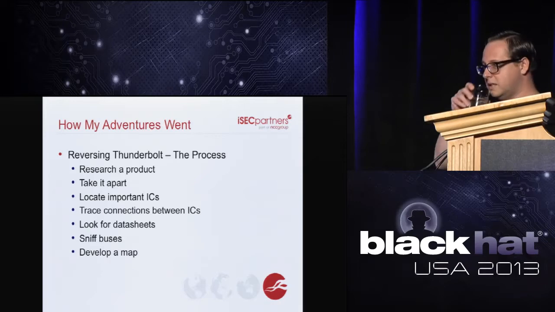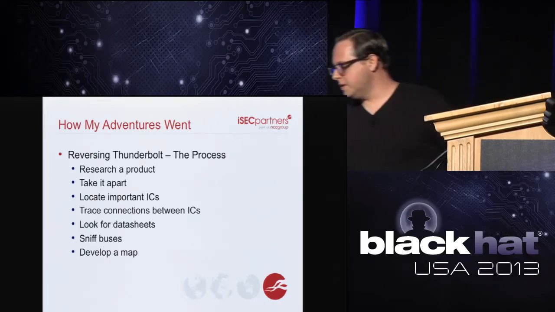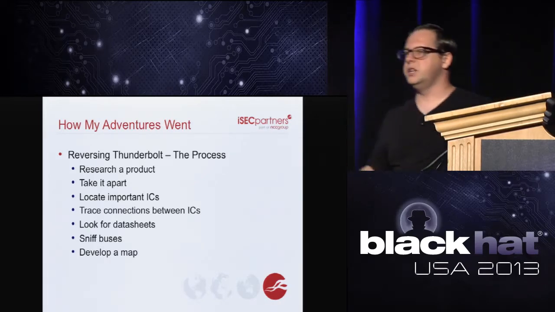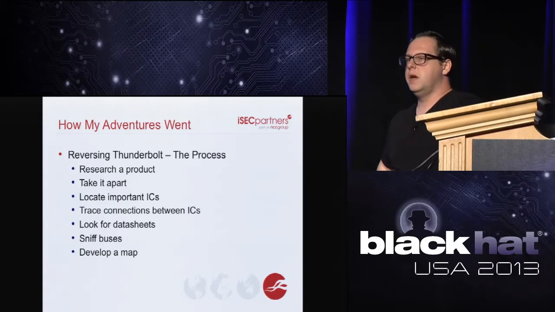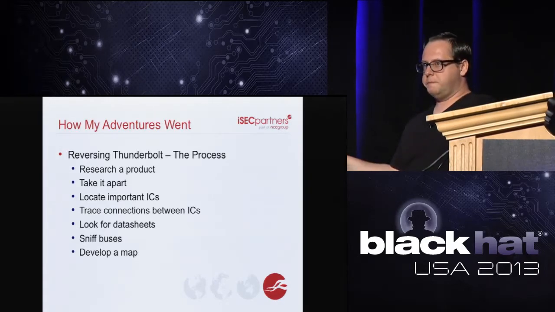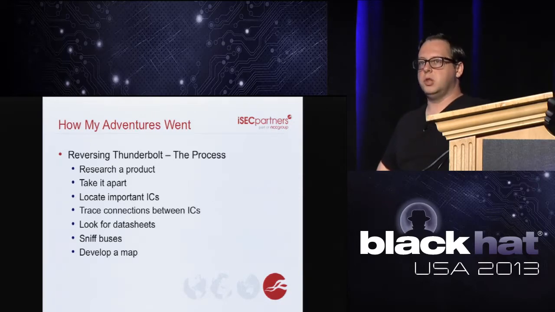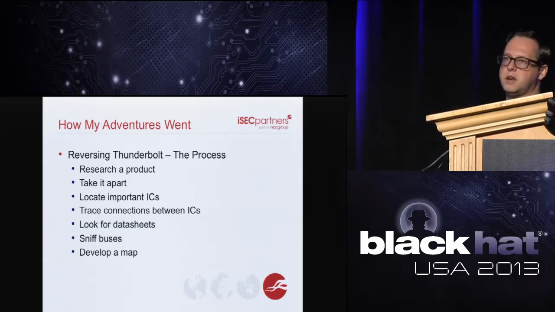So let's go through the process. This is the process I took for reverse engineering the Thunderbolt technology. So just pick a product, and we'll take it apart. We're going to locate the important ICs on this chip. We're going to locate all of the wires that connect to all of them and see how they're interconnected. Then we'll look for data sheets for all of those chips, figure out what those pins are actually set up for and what they're meant to do. And then we'll sniff those buses and develop a map of our Thunderbolt technology and how it all works.